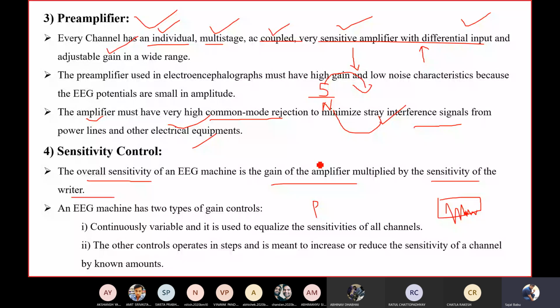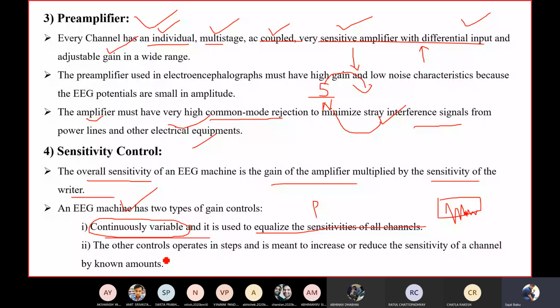If you want to know the gain control of an EEG machine, an EEG machine has two types of gain controls here. The continuous variable type is used to equalize the sensitivity of all channels. If you are using a continuous variable type gain control, it will be used for equalizing the sensitivity of all the channels that your EEG machine has. The other control operates in steps. That means you will increase or reduce the sensitivity of a channel by known amounts. Okay, so this is not that important.